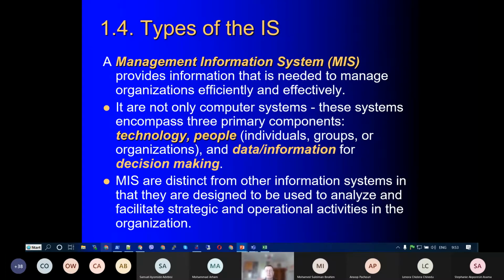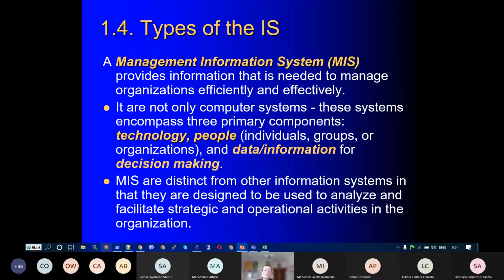Management information system, or the information that is needed to manage an organization efficiently and effectively. So it has to be not only computer systems, but it requires three primary components: technology, people (individuals, groups, organizations), and data, information, and decision making. It is distinct from other information systems, and they are designed to be used to analyze and facilitate strategic and operational activities in the organization.